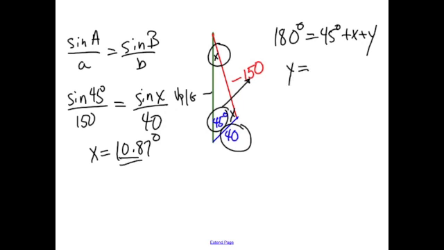Y is going to turn out to be a big angle, and I kind of expect that. That's what it looks like in the triangle. And that turns out to be 124.13 degrees. I now know y.